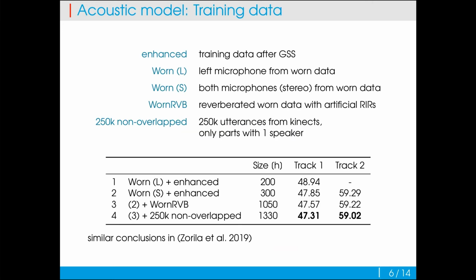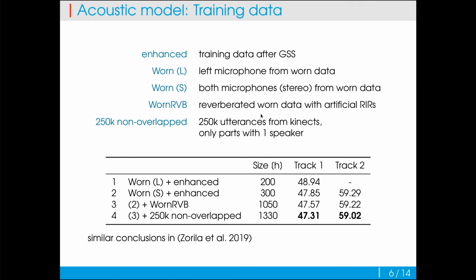The next part of the system that we explored is acoustic modeling. And the first aspect that we looked into is which data to train on. In all of the experiments that I show here, we included enhanced training data, where enhanced is using GSS to make the training data more matched to the test data. In addition, we added worn data, either from one of the microphones or both of the microphones, then the worn data with artificial reverberation, and also part of the far-field data from the Kinects. From the Kinect data, we have only selected utterances from the non-overlapped parts.